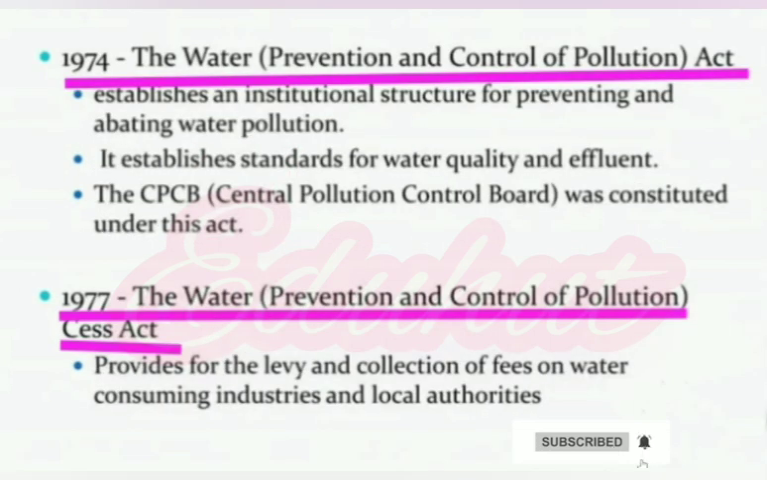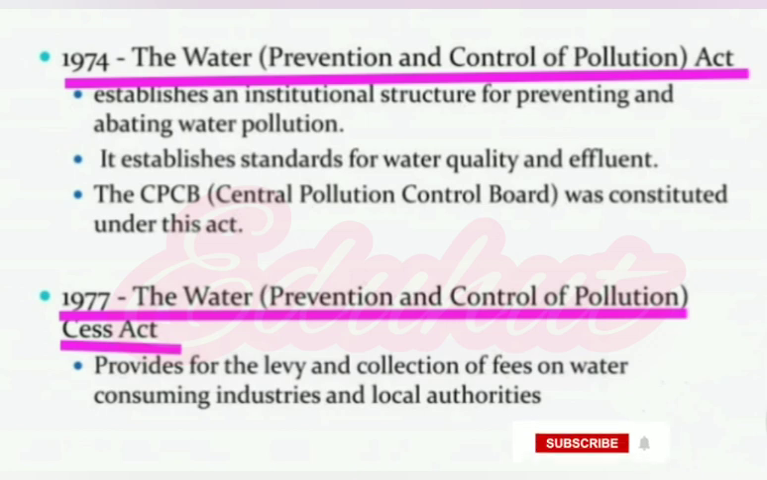1974, the Water Prevention and Control of Pollution Act. It establishes an institutional structure for preventing and abating water pollution. It establishes standards for water quality and effluent. The CPCB, that is the Central Pollution Control Board, was constituted under this act.